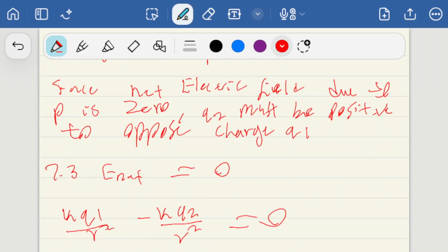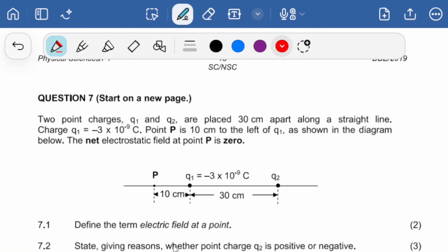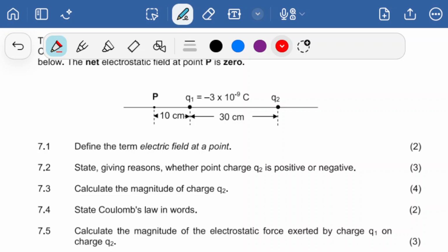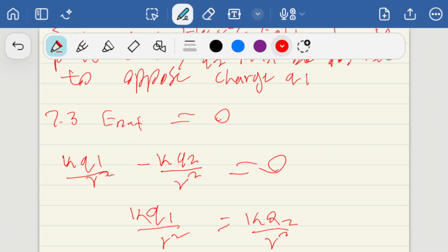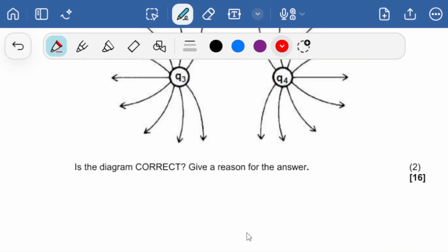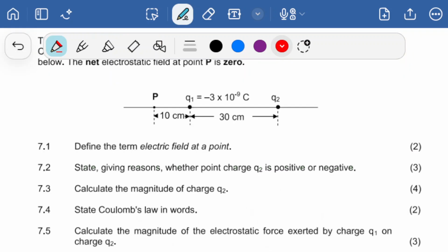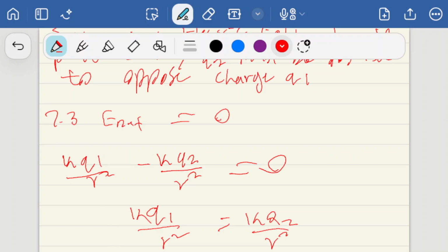So we don't know Q2, but we know Q1. Then we substitute. So we're going to have 9 times 10 exponent positive 9 multiplied by 3 times 10 exponent minus 9, and then divided by the distance. The distance was given to us in centimeters, so we need to convert this distance to meters. The distance from Q3 to P is 10 centimeters, which is 0.1 meters. So it's going to be 0.1, then we put a squared.